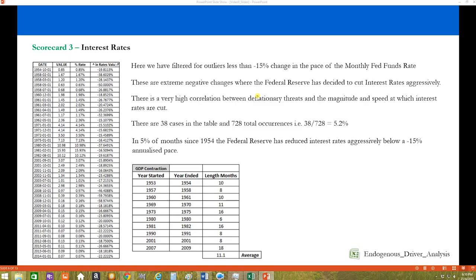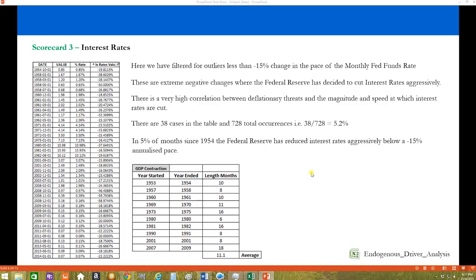So we filter initially for negative changes where the magnitude of the change is abnormal. Here we filtered for outliers of less than a minus 15% percentage change in the pace of the monthly Fed funds rate. In history, these are extreme negative changes where the Federal Reserve has decided to cut interest rates aggressively. And what we find is that there's a very high correlation between deflationary threats and the magnitude and speed at which the Fed cuts rates.